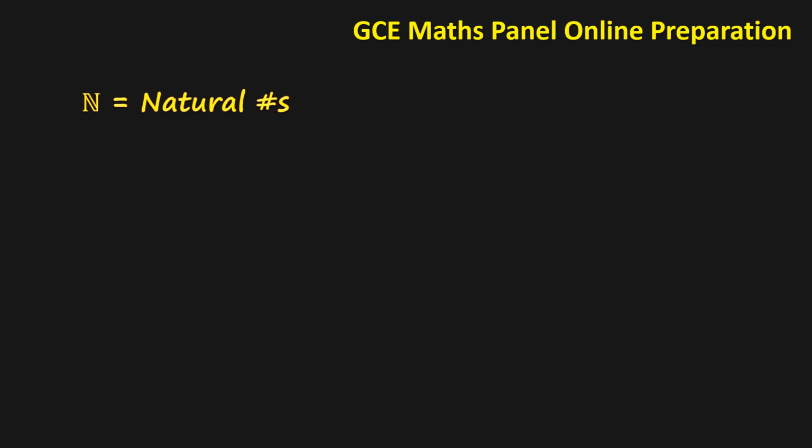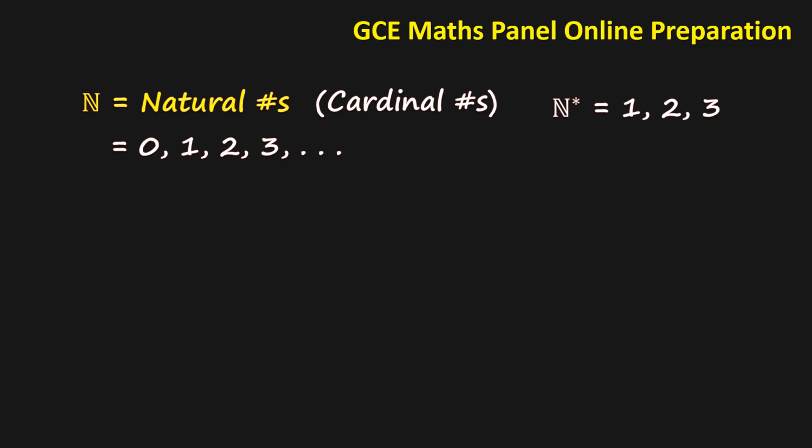We begin with the set of natural numbers, N. Natural numbers are equally called the set of cardinal numbers. The first natural number is 0, and then we have 1, 2, 3, and so on. All natural numbers are whole numbers. N star represents the set of natural numbers excluding 0.